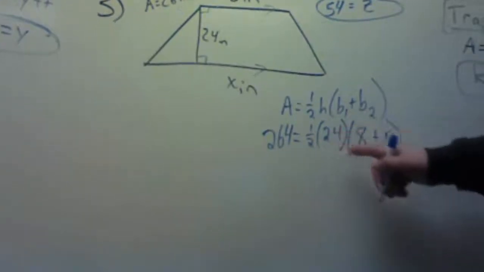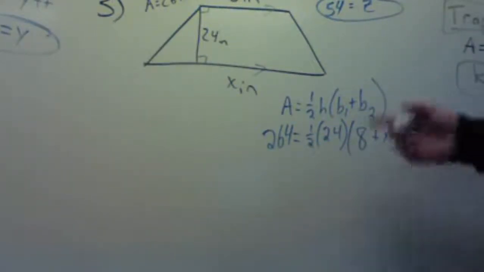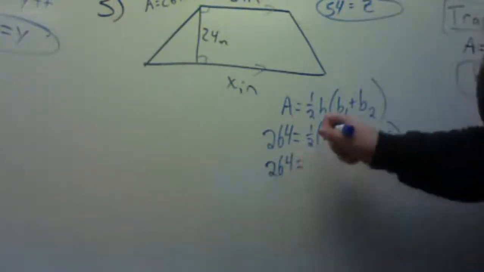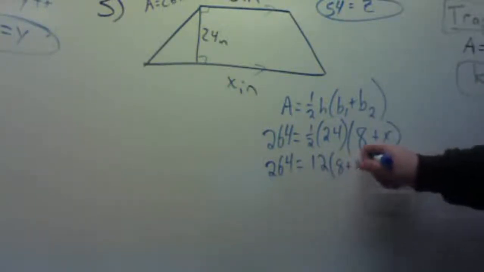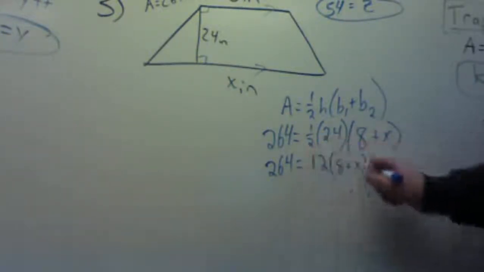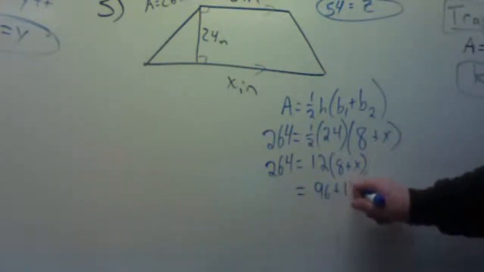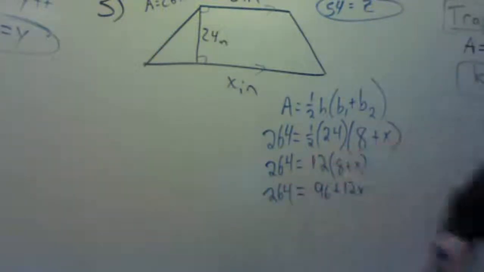Well, I think in this case, I might want to simplify the right side first and then solve. So I'm going to leave 264 alone for a little bit. 1/2 times 24 is 12, and then that's going to be multiplied by 8 plus x. Time to distribute. 12 times 8 is 96, plus 12x equals 264. Now that it looks like this, solve for x.